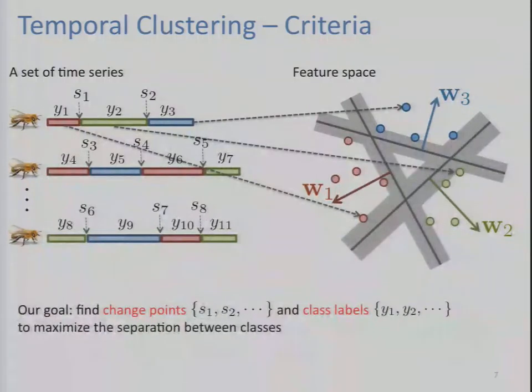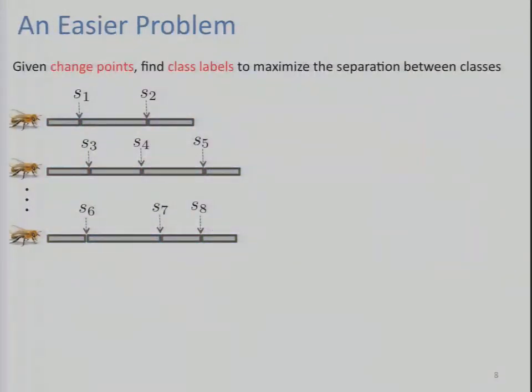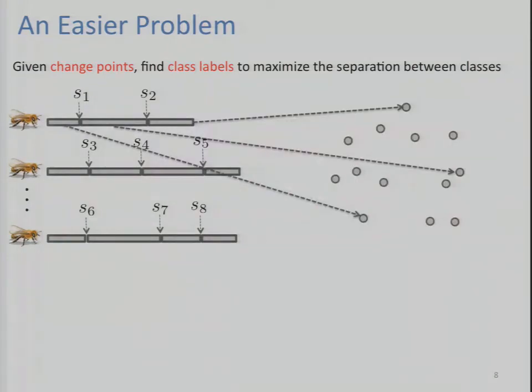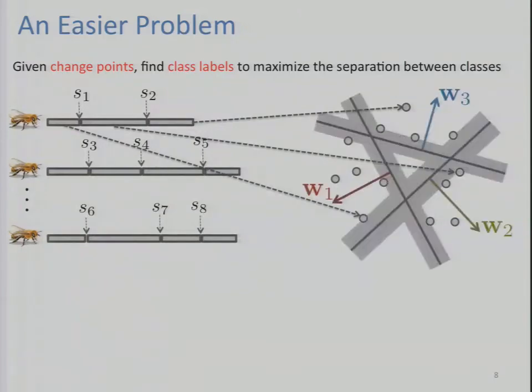Clearly we have to optimize for two things at the same time here, so it's a difficult problem. So let's first consider an easier problem. Suppose someone gives us the change points. What we want to do is to find the class labels to maximize the separation between classes. What I mean by that is if we map to the feature space, we want to cluster these points into different classes so that they can be separated by a margin.